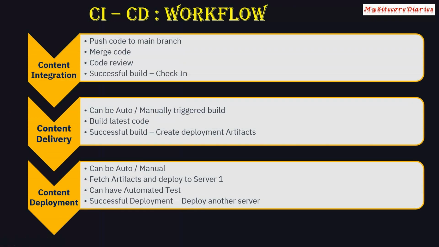Let's summarize what we saw in the last diagram, okay. Let's see the workflow. See the code repository part: you first push the code to the main branch from the local instance, then you merge the code and do the code review. It can be an automated code review, it can be a manual code review. Generally we will have an automated code review.